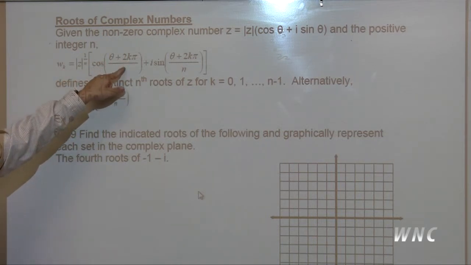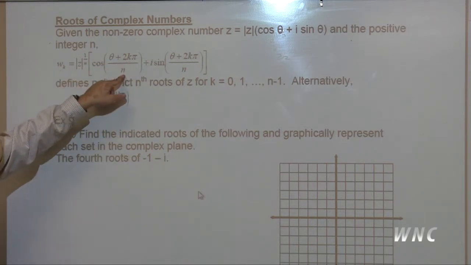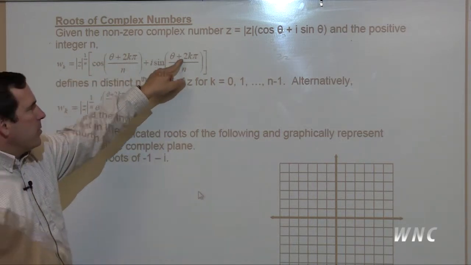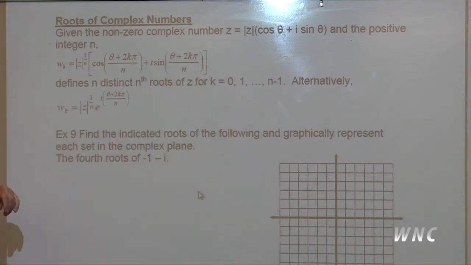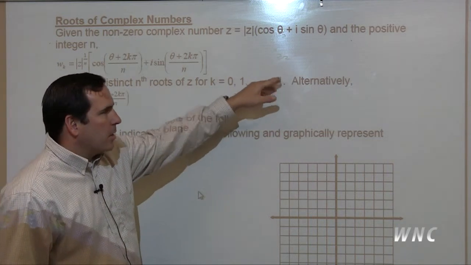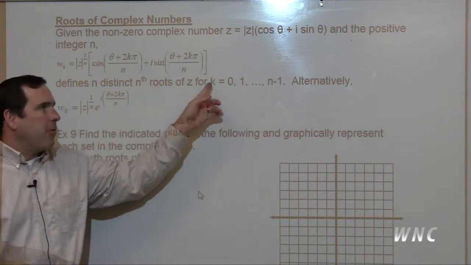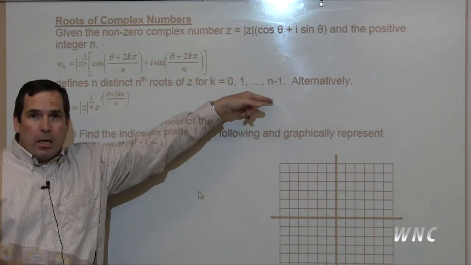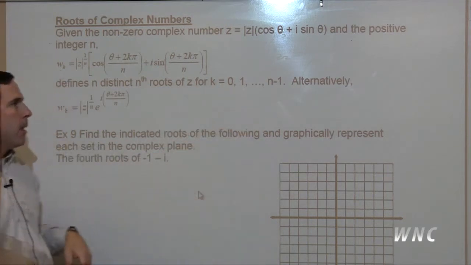I know we're switching things up. We've got k's in here now. We didn't have k's before. Cosine of (theta plus 2k pi over n) plus i sine of (theta plus 2k pi over n) defines n distinct nth roots of z for k being 0, 1 through n minus 1. So if you're doing the 4th root, k would be 0, 1, 2, 3. If you're doing the 5th root, k is 0, 1, 2, 3, 4.